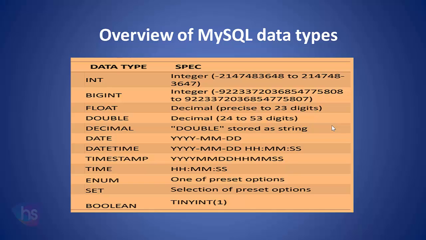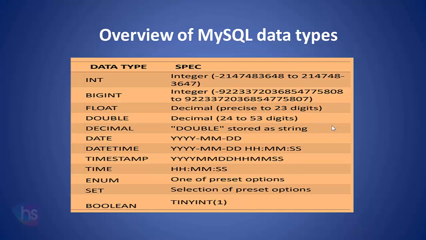And float, for when we are dealing with decimal points like prices; we can take it with up to 23 digits. And double, with 24 to 53 digits, we can take it by using double as the data type.